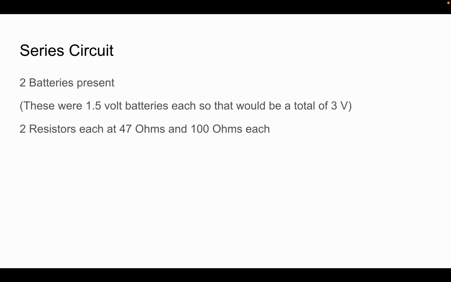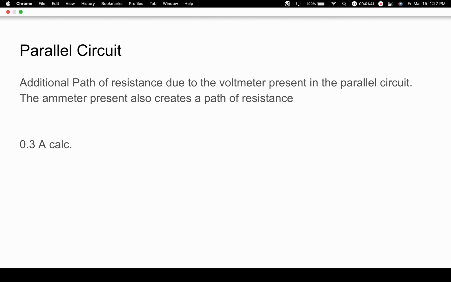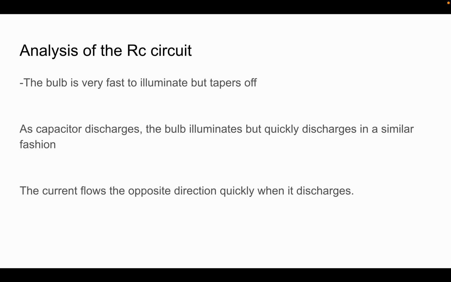So in the series circuit, there were two batteries present. Each of these batteries is noted to be 1.5 volts, so that would total 3 volts. And then also there are two resistors present, at 47 ohms and 100 ohms each. And then in the parallel circuit, there's an additional path of resistance due to the voltmeter being present in the parallel circuit. And the ammeter was also present, which creates another path of resistance in this parallel circuit. 0.3 amps was the calculated current per the result slide.